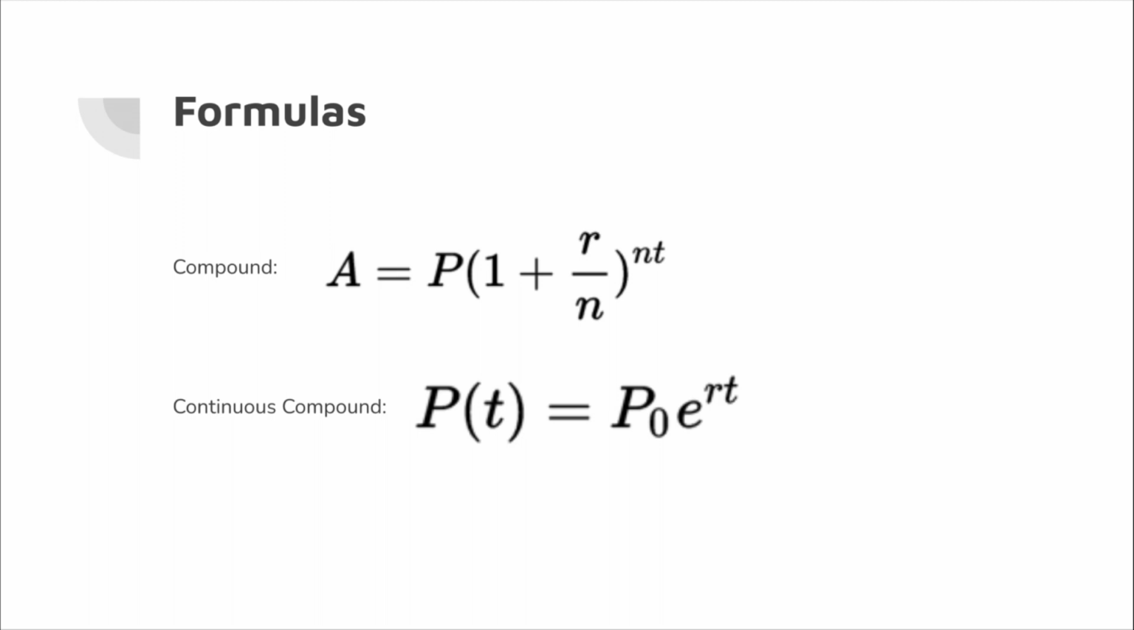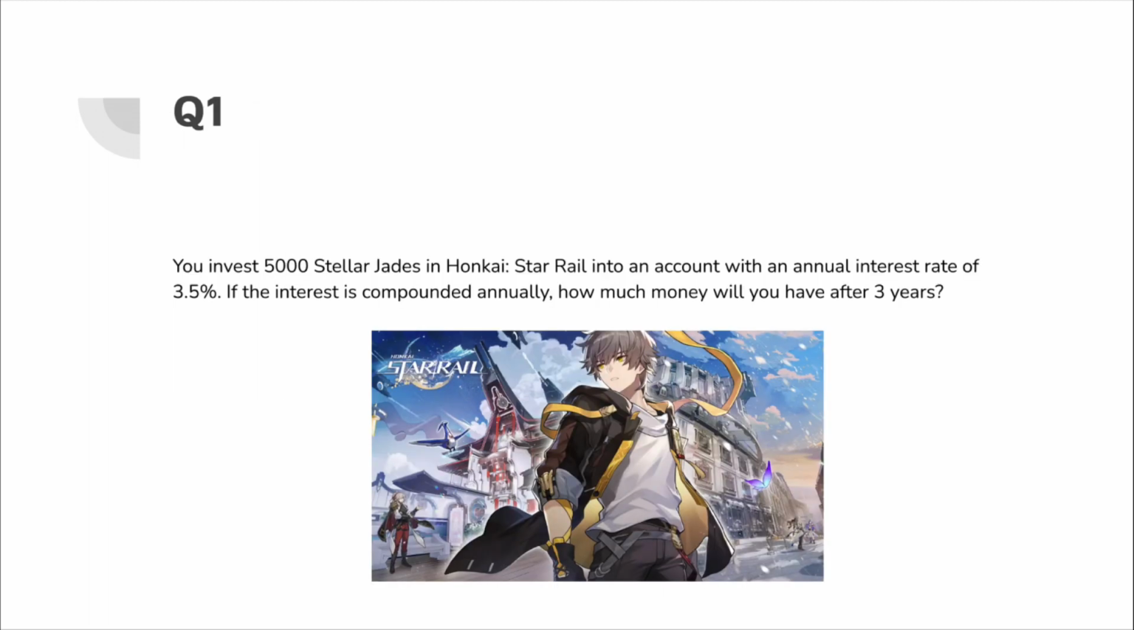So let's test your knowledge. Question 1. You invest 5,000 stellar jades in the hit video game Honkai Star Rail into an account with an annual interest rate of 3.5%. If the interest is compounded annually, how much money will you have after 3 years? Please pause the video and solve this.